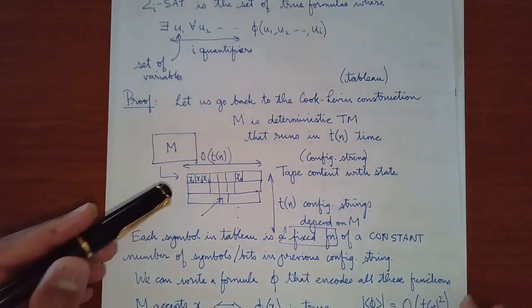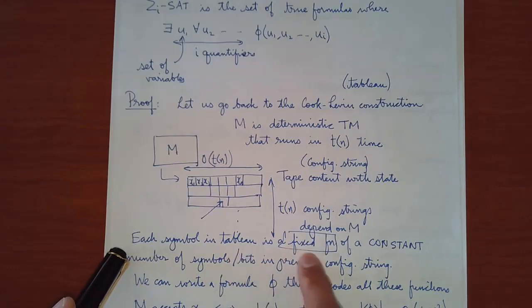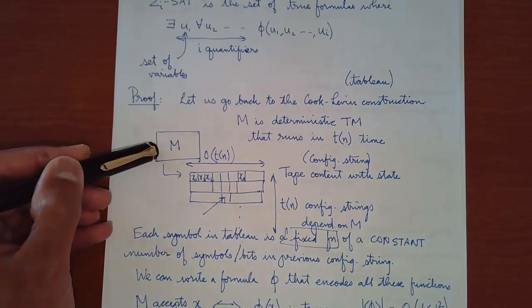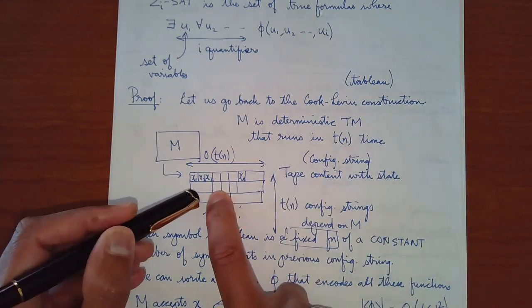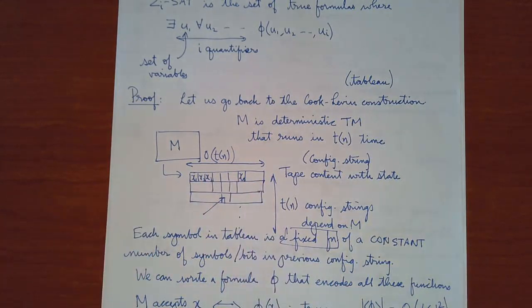So let's go back to this notion about the tableau. And remember, I said each symbol in the tableau is a fixed function of a constant number of symbols in the previous configuration. Right? And this is because M is deterministic. So if you take any deterministic Turing machine, then each symbol is a fixed function of a few previous symbols.